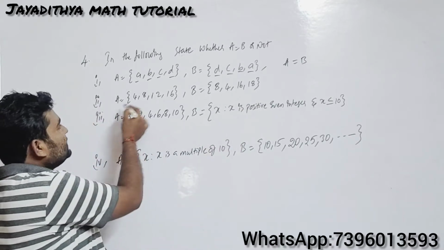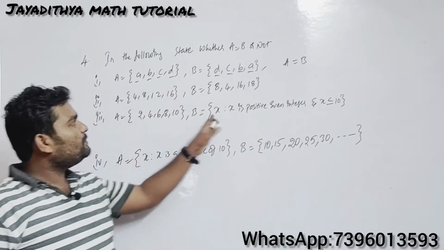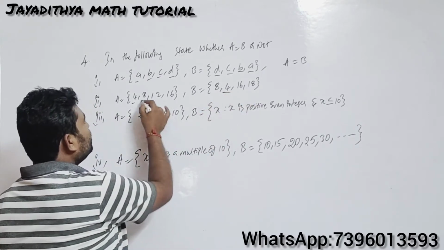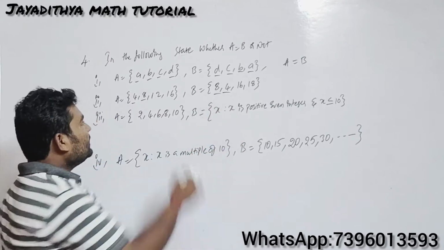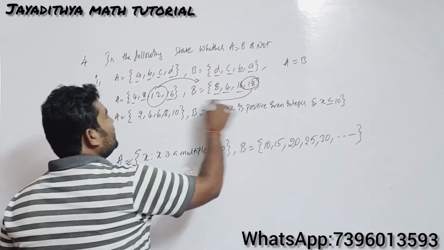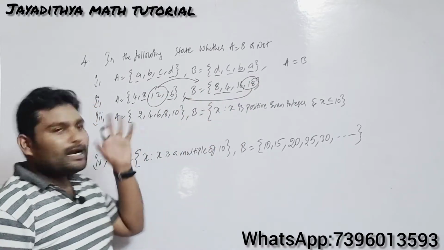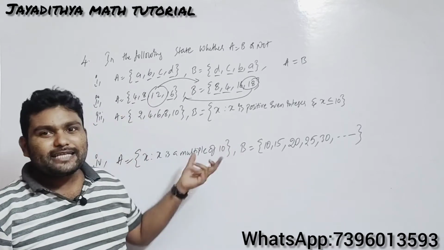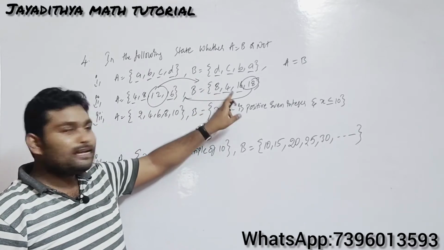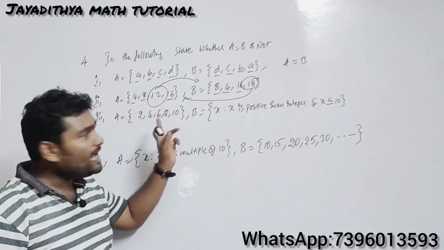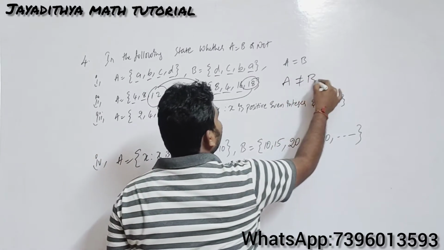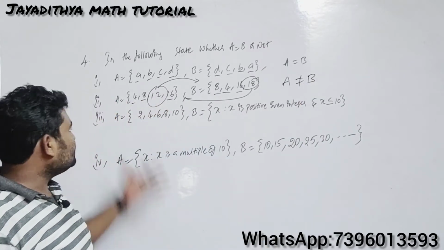Now let us go for the next one. See here, in set A you have elements 4, 8, 12, 16, and in set B you have the elements 8, 4, 16, 18. Let us check the elements here. Here you have 4, here also you have 4, here you have 8, and here you have 8. Here you have 16, here you have 16, but you don't have 12 in set B, and you don't have 18 in set A. So what is the definition of equal sets? Both the sets must contain the same elements. Each and every element of set A must be in set B, and each and every element of set B must be in set A. But here the condition is not satisfied, therefore you can say that these are not equal sets.